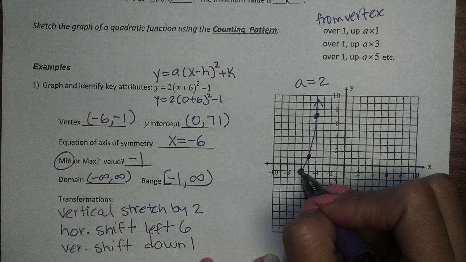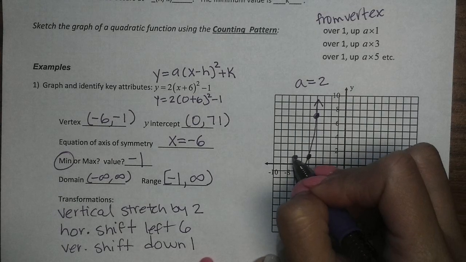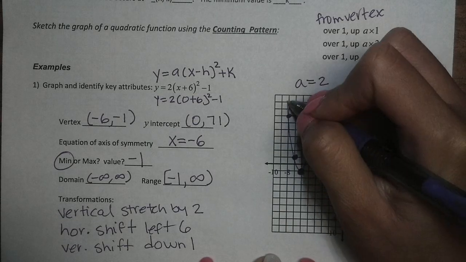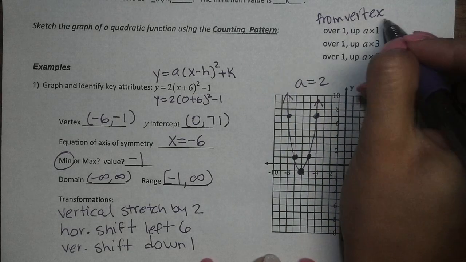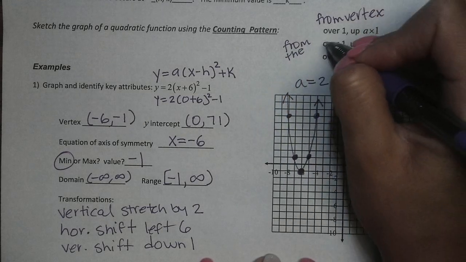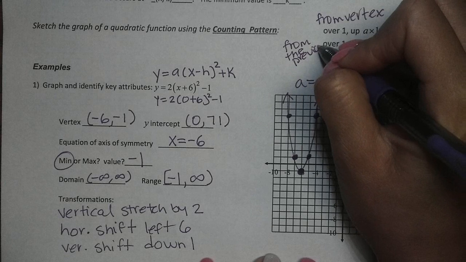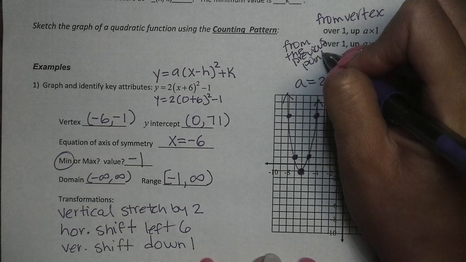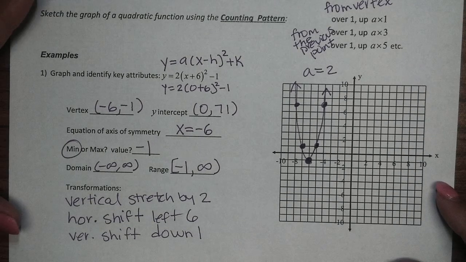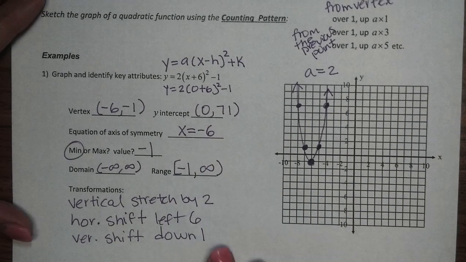On the other side of the vertex is just symmetrical. So I'm just going to put symmetrical points and do it like that. So this first point was from the vertex, and this one was from the previous point. And that's how you can graph a parabola using the counting pattern. Make sure you practice those.